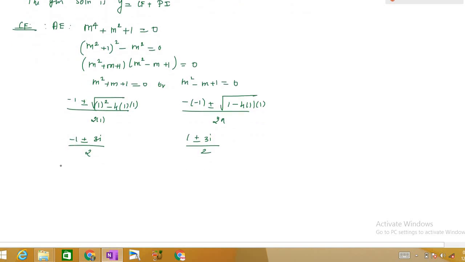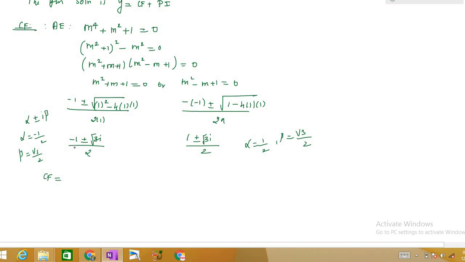Now we can write the characteristic function. Since you have 4 roots, first you write the characteristic function for the first pair. It is an imaginary root, so it is of the form alpha plus or minus i beta. Here alpha is minus 1 by 2, beta is root 3 by 2. For the other pair, alpha is 1 by 2 and beta is root 3 by 2.